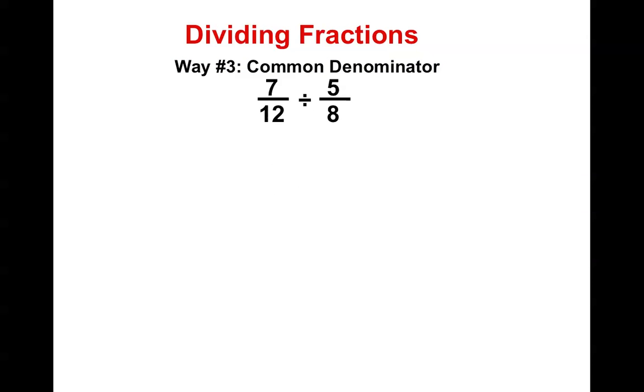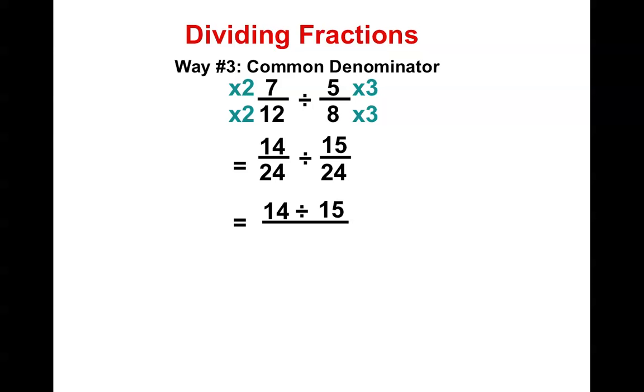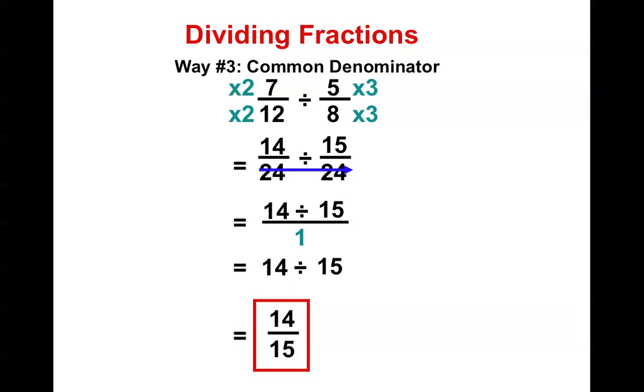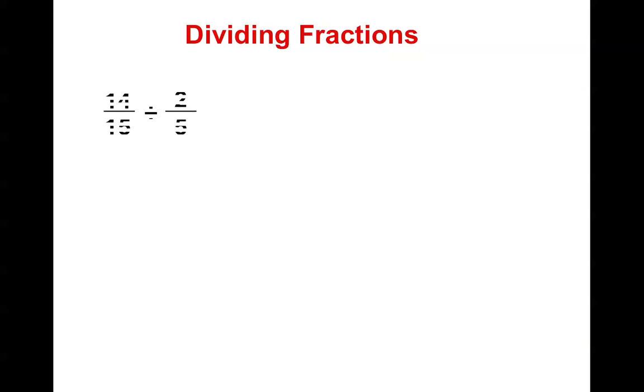You can also get a common denominator. This is a way that some people like to do it because watch what happens when you get a common denominator. When you divide straight across, I get 14 divided by 15 and 24 divided by 24 is 1. Now 14 divided by 15 is 14 fifteenths. Same as the answer.